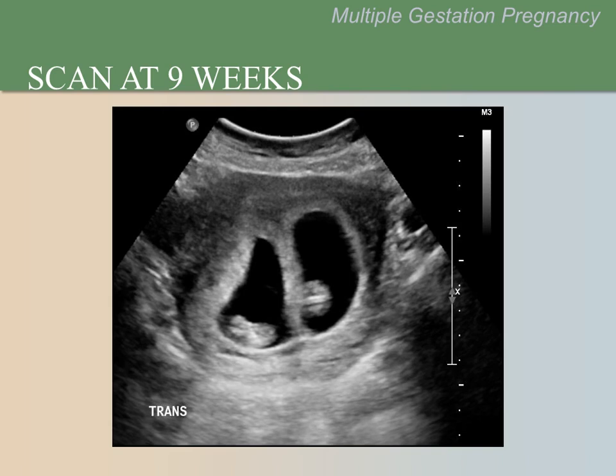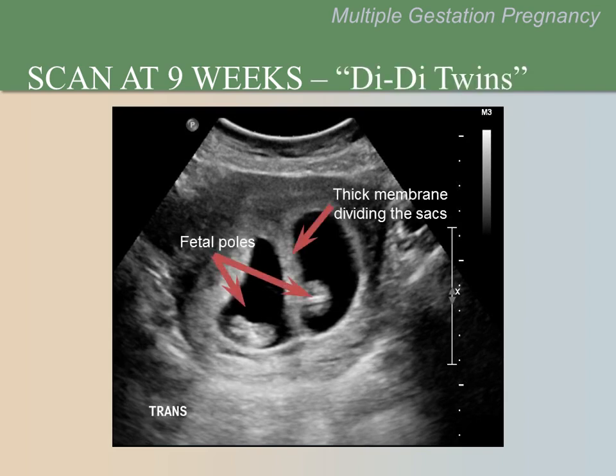What can you see in this image? Please pause the video now to encourage a volunteer to identify structures in the image. Here you see 2 widely separated gestational sacs.